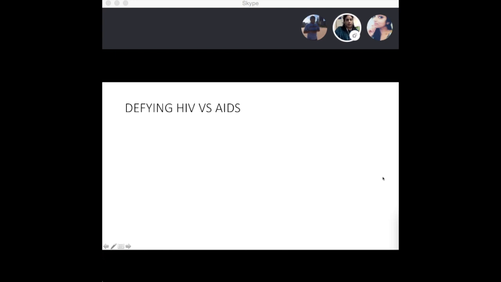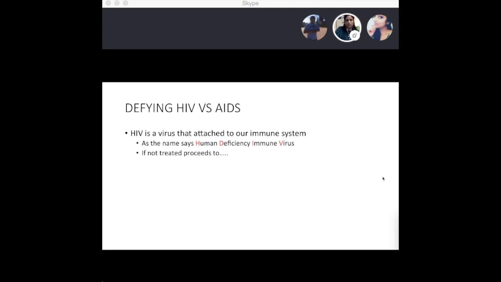So to start with, just defining HIV versus AIDS. HIV is a virus that attacks our immune system, and as the name says, it's human immunodeficiency virus. If the virus infection is not treated, it will proceed to or result in AIDS, which stands for acquired immunodeficiency syndrome.